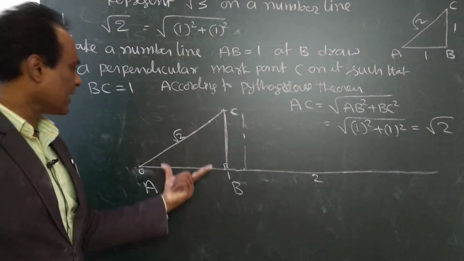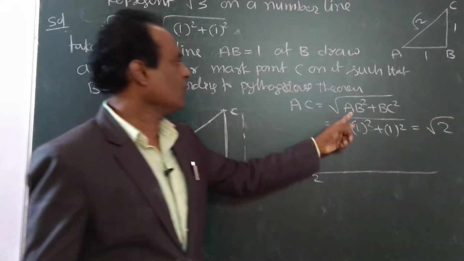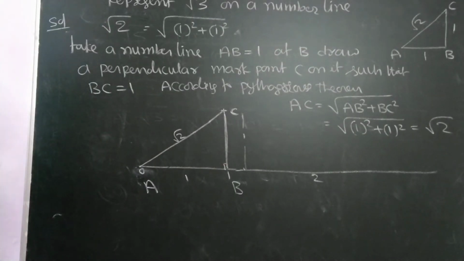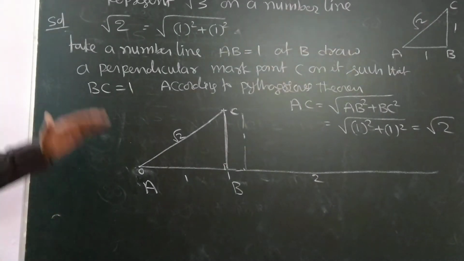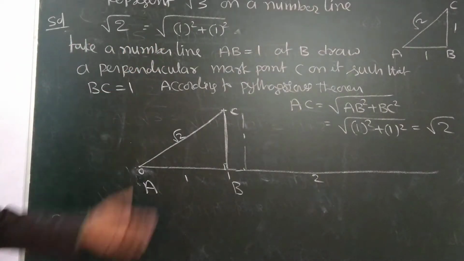Take this as 1, this as 1. That's all simple. 1, 1. This will be root of 1 square plus 1 square, root 2 over. Now, you draw up to here. You write down these notes and I will tell you how to find root 3.